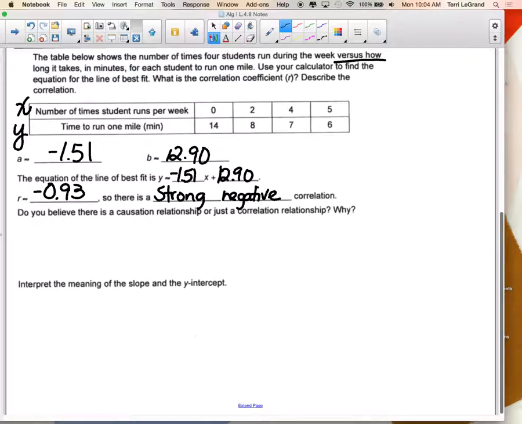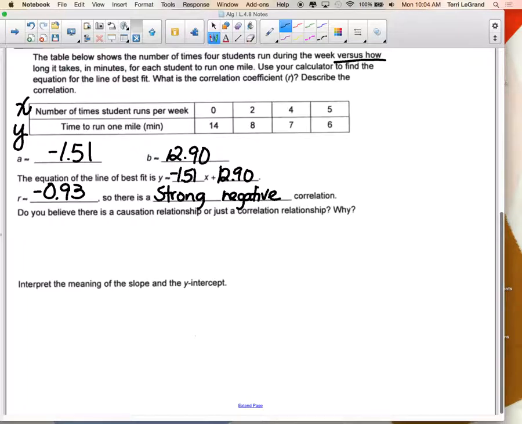Your 4 points should either be touching that line or pretty close because we said it had a strong negative correlation. True or false? True. So what do you think it would look like if it had a weak correlation? It'd be way off. The points would be a ways away from the line drawn through it, because the closer they are to the line, the stronger that correlation is.